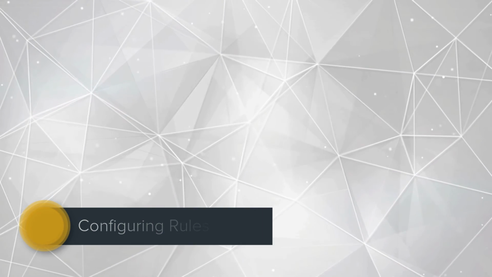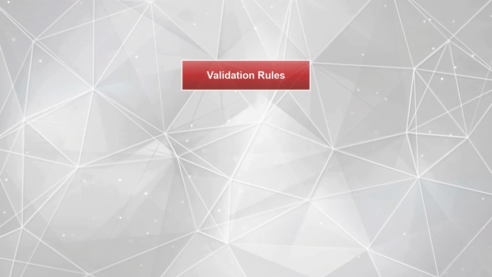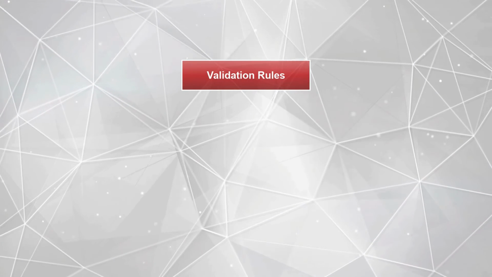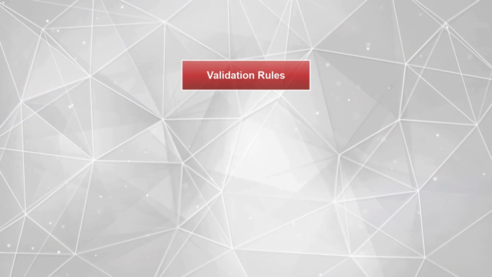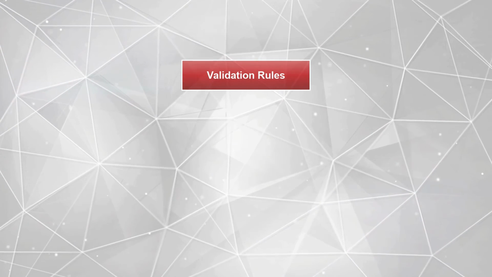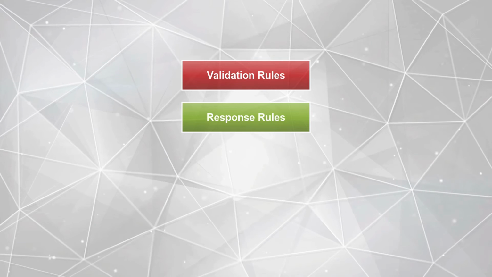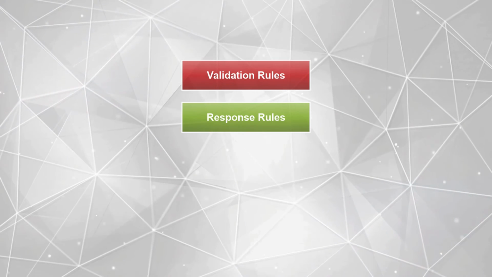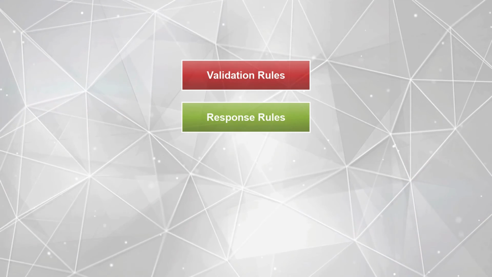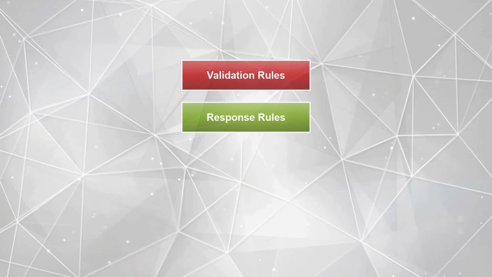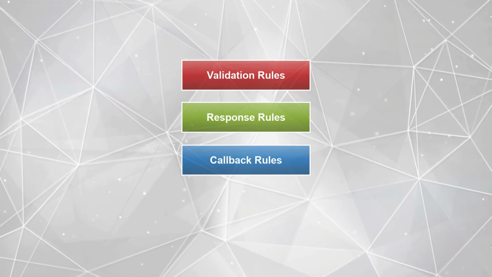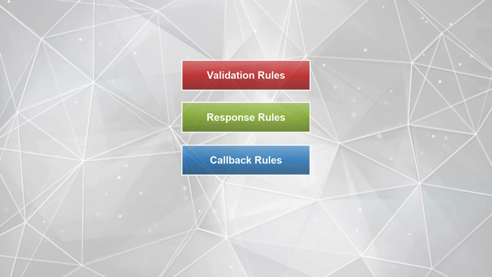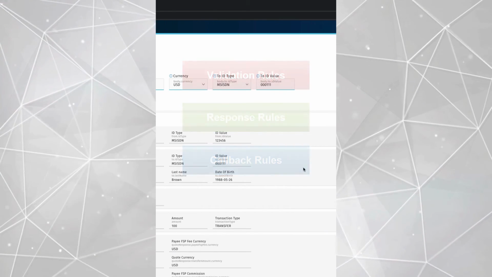There are 3 levels of rules engine in the testing toolkit. First one is validation rules. We can use these rules if we want to get error callbacks from the testing toolkit based on some conditions. Response rules. Using these rules, we can configure the synchronous HTTP response for a request based on the conditions. Callback rules. We can configure the callbacks we want for a particular request using these rules.